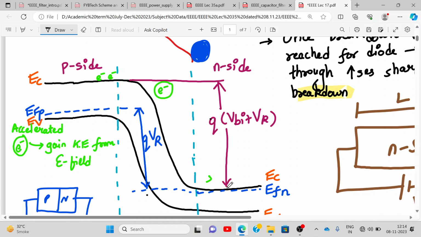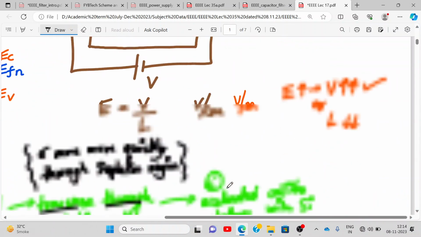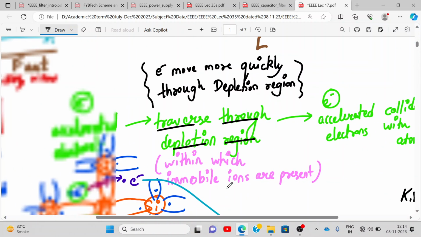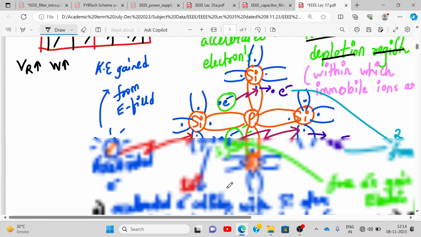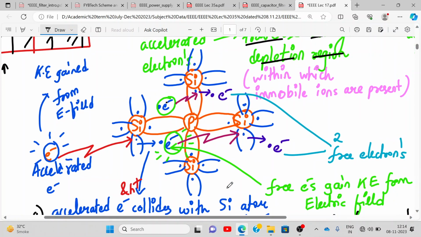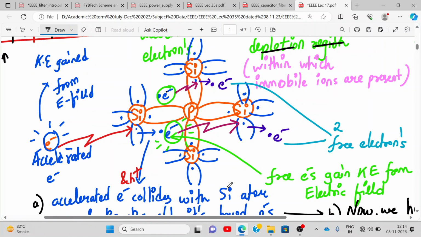Understood? See, this is the crystal structure. Inside, the crystal structure is like this only. We have a phosphorus atom, can you see that? Phosphorus atom P surrounded by 4 silicon atoms. So this accelerated electron can hit this silicon atom and disperse this electron. Now this electron becomes a free electron, right? So we have 2 electrons now: one accelerated electron and one dispersed electron. Correct? So now 1 became 2.